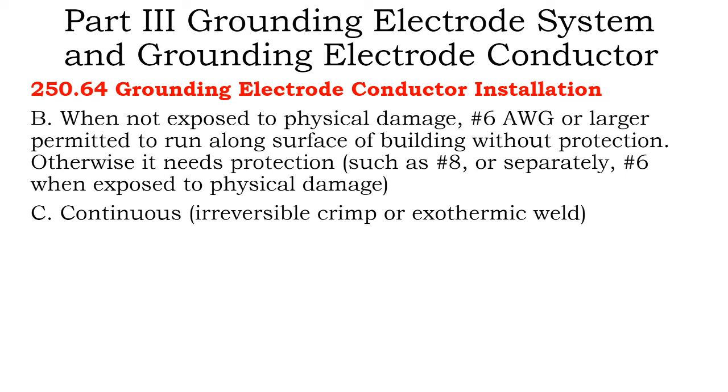Essentially the grounding electrode conductor system needs to be continuous across its run. So wherever it starts to wherever it finishes on that final ground lug or ground screw, you should not have any crimps within it.